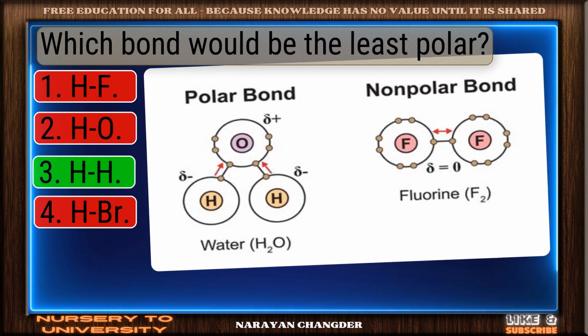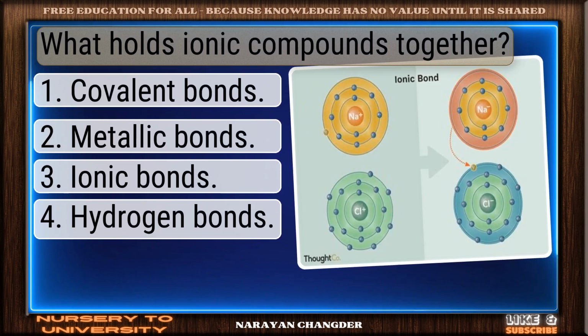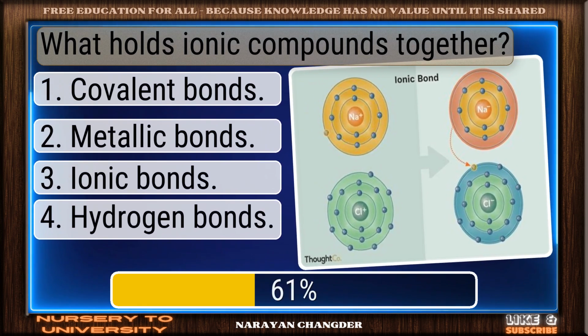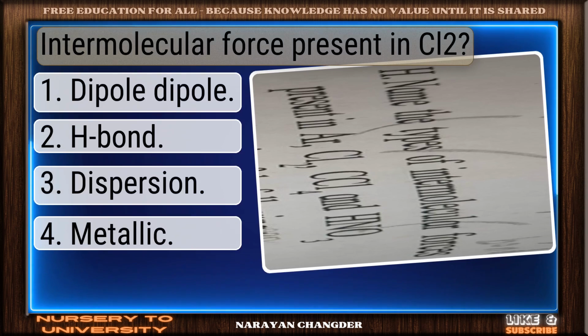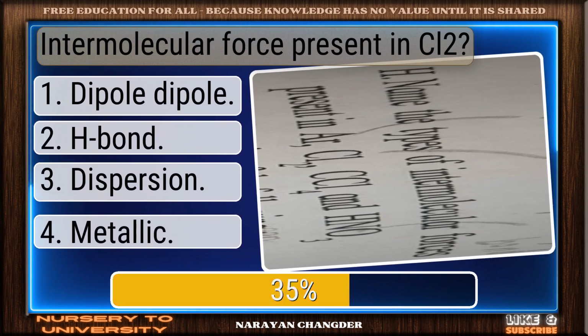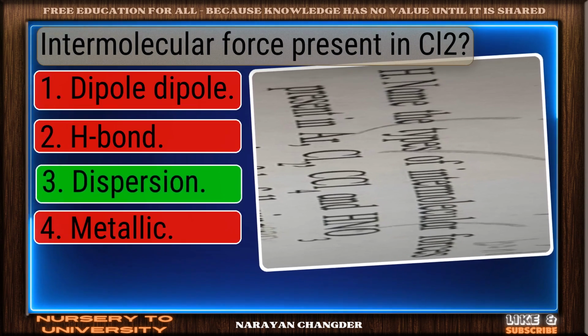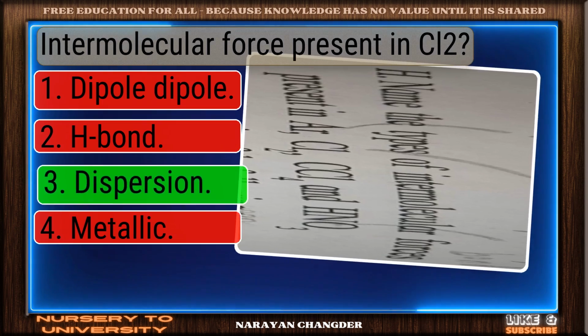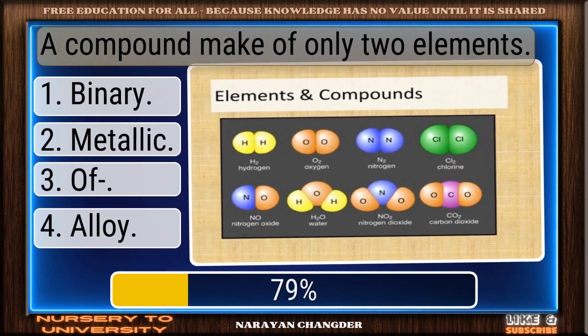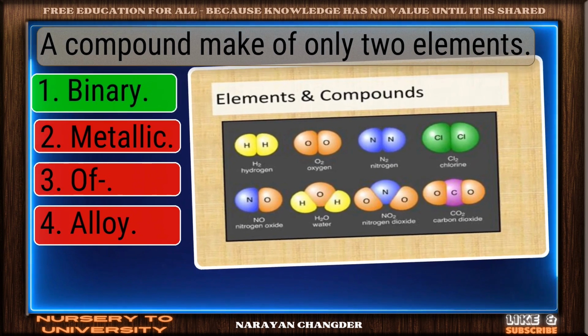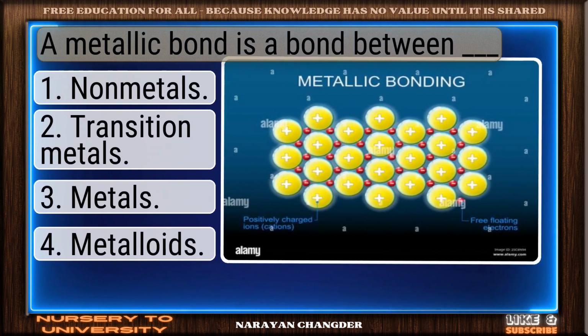Clear and correct. What holds ionic compounds together? Right choice, ionic bonds. Intermolecular force present in Cl2. Excellent reasoning. Dispersion. A compound made of only 2 elements. You got it, binary. A metallic bond is a bond between dash.